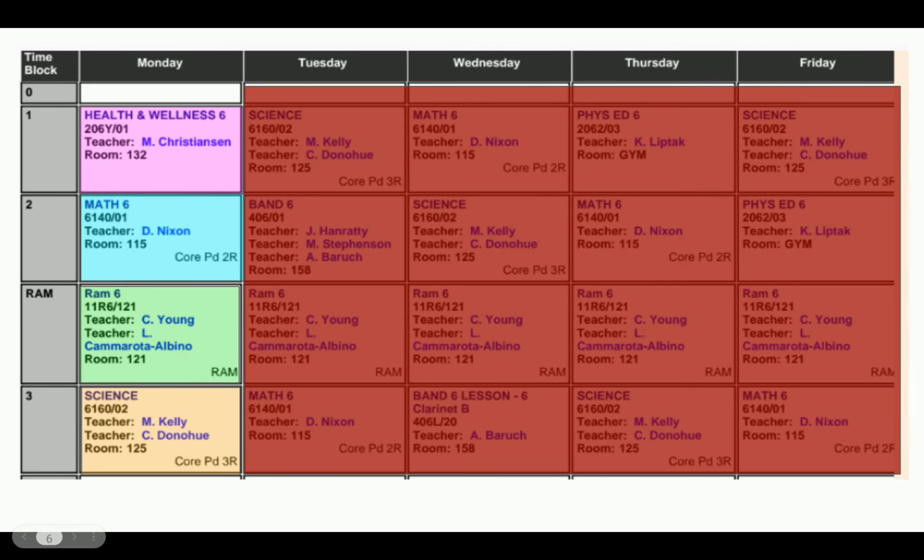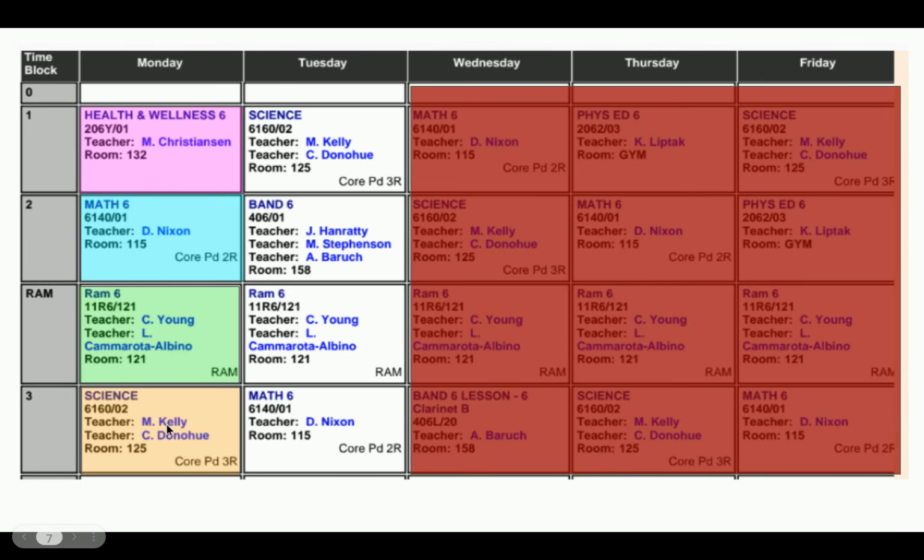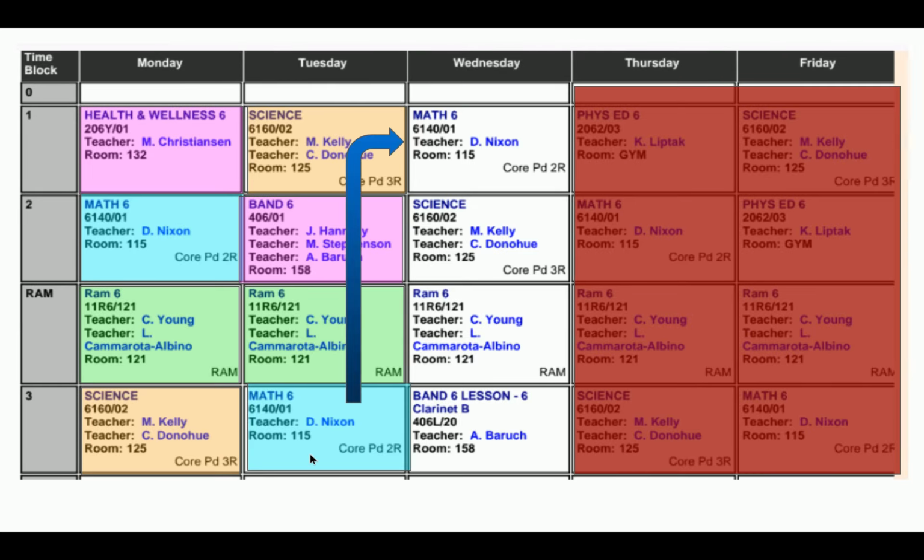Tuesday before lunch, we rotate. The science time block then moves up to the first time block. The exploratory goes into the second time block. The RAM is stationary, and then the math slides down to the third time block. Wednesday morning, same thing occurs. The math slides up to the first time block. Science to the second, RAM is stationary, exploratory is third time block.